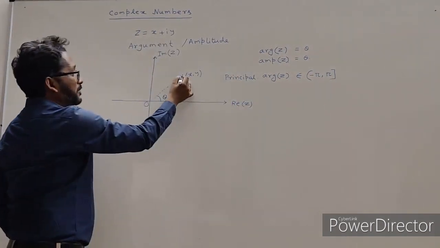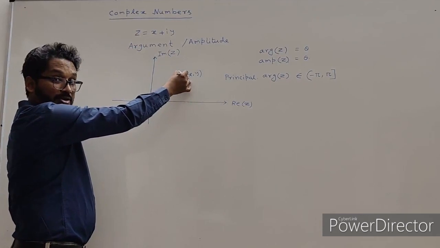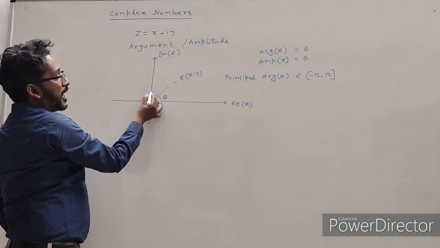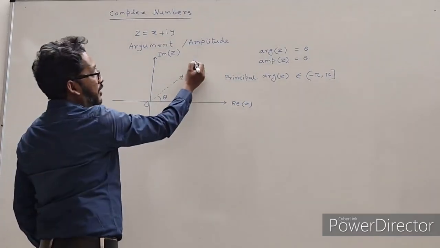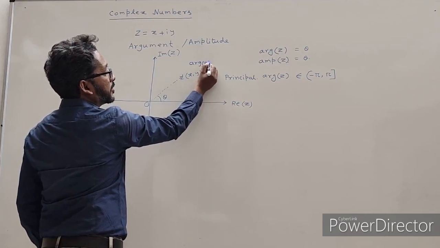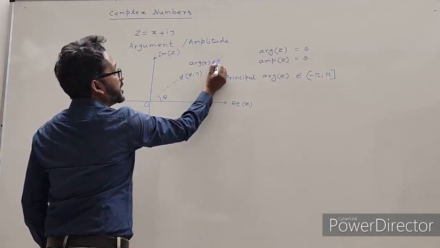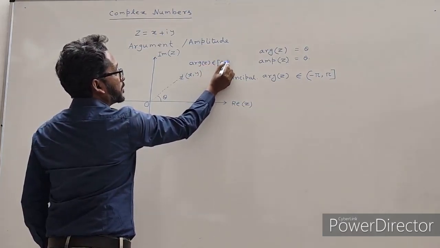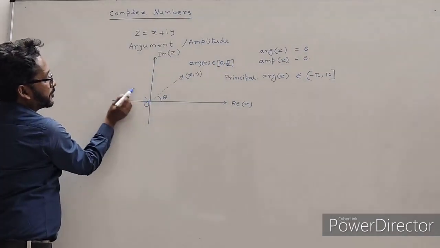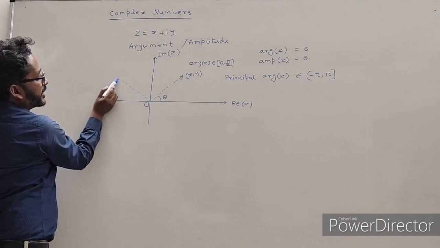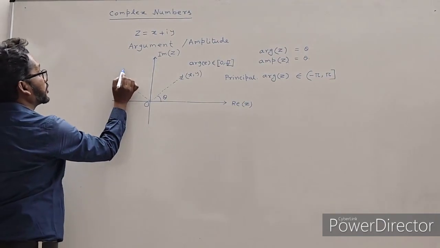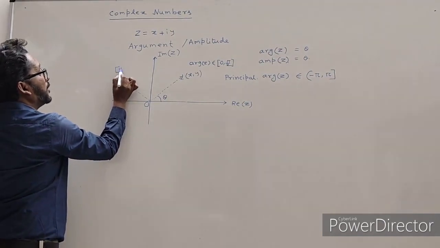That means if a complex number is lying here in the first quadrant, then this theta should vary between 0 and pi by 2. So in the first quadrant, the argument of z should vary between 0 and pi by 2. If it is lying in the second quadrant, you can easily see that now this angle is an obtuse angle, so it should lie between pi by 2 and pi.